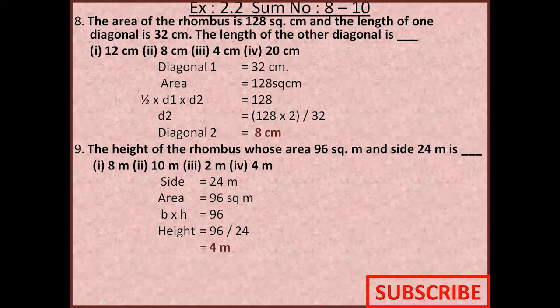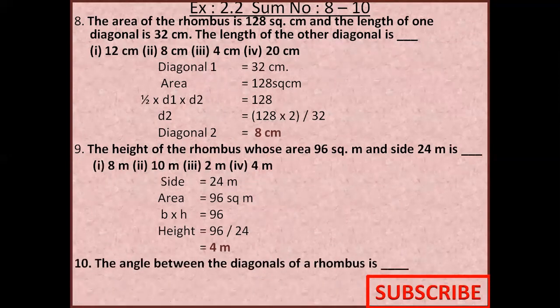The last question for this exercise. The angle between the diagonals of the rhombus is, in the beginning itself I told you that the diagonals of the rhombus bisect each other at right angles. So the right angle here is 90 degrees. The angle between the diagonals of the rhombus is 90 degrees.